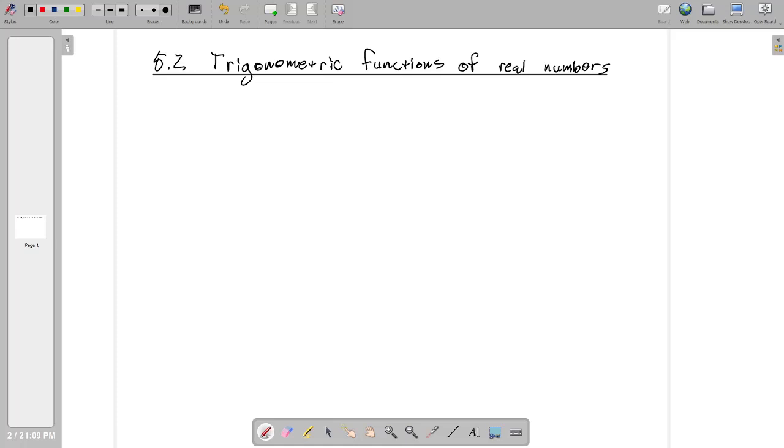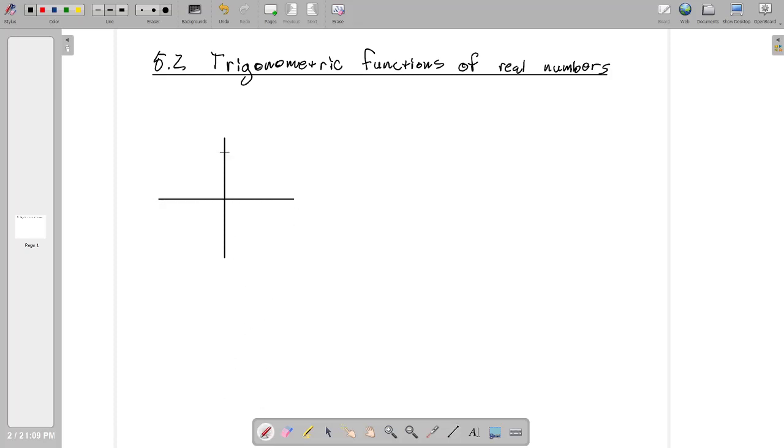Hello and welcome to the lecture on 5.2. Today we're going to talk about trigonometric functions of real numbers. What we're going to do first is start with the unit circle and look at each function and their representations on the unit circle.